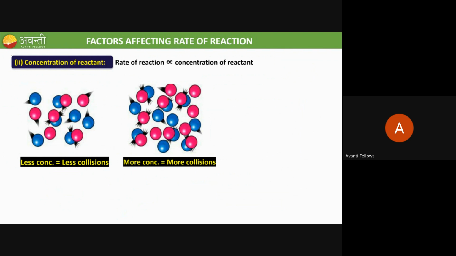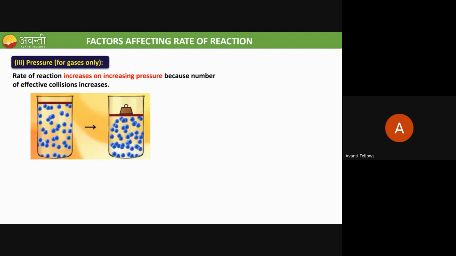Coming to the third factor, it is pressure. It is only for gases, not for liquids and solids. The rate of the reaction increases on increasing the pressure, so the rate is again directly proportional to the pressure. If you increase the pressure, the rate of the reaction will increase. You can see it in the picture here. On increasing the pressure, the collisions between the molecules increase, so the reaction occurs very fast.